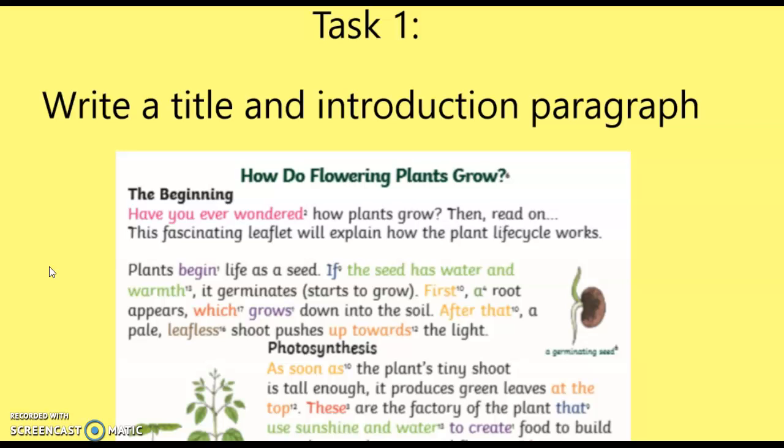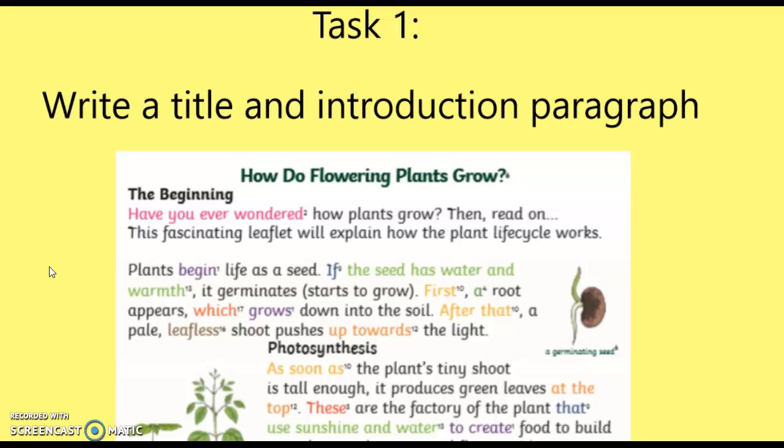Have you ever wondered how plants grow? Then read on. This fascinating leaflet will explain how the plant life cycle works. Plants begin life as a seed. If the seed has water and warmth, it germinates, starts to grow. First, a root appears, which grows down into the soil. After that, a pale leafless shoot pushes up towards the light.